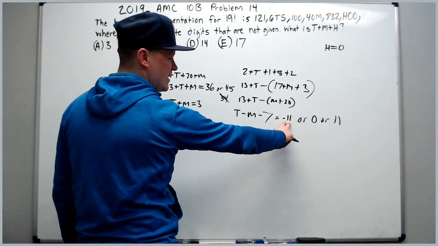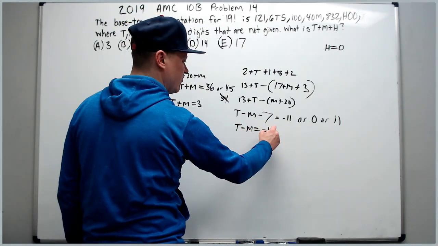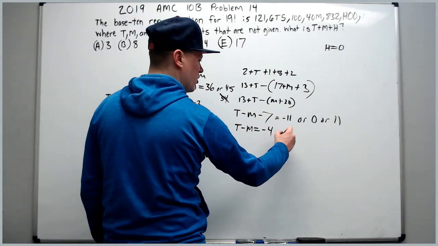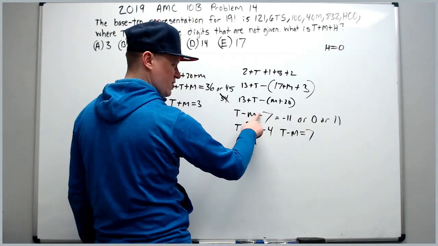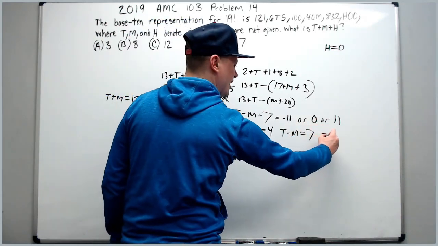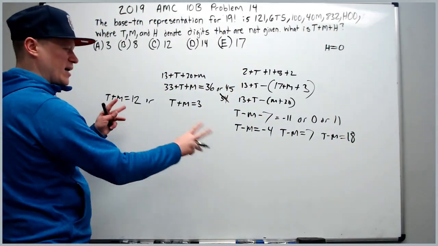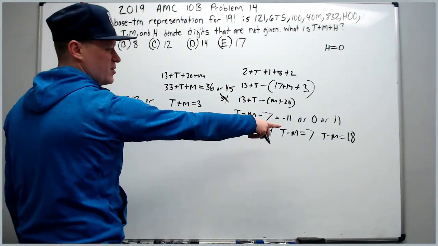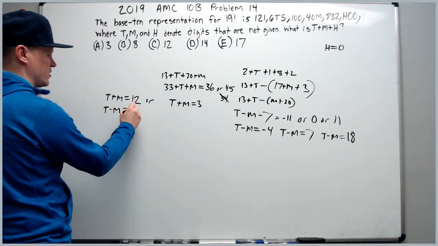Let's say it was negative 11. Then t minus m would equal negative 4 when I add 7. Or we can get t minus m equals positive 7 if I have 0. Again, you're adding 7. And lastly, t minus m could equal 18. We're just going to try different combinations of these out. Let's start with the 18 because I already know what works. So t minus m equals 18.